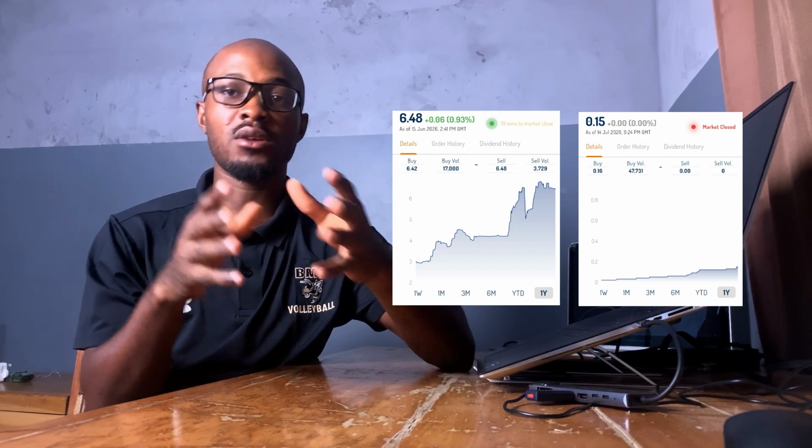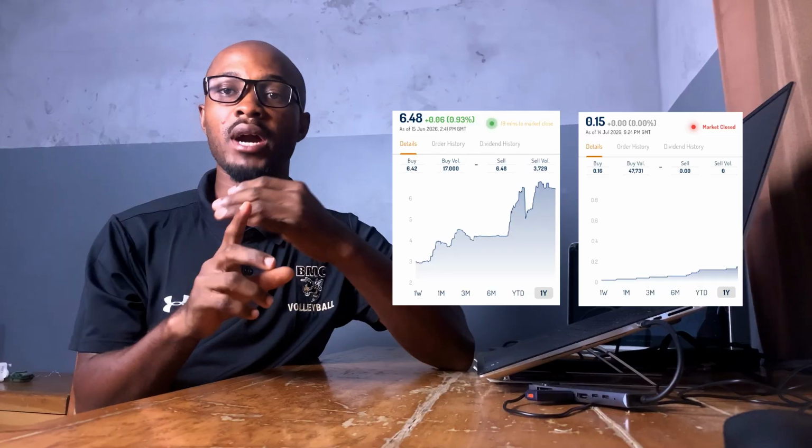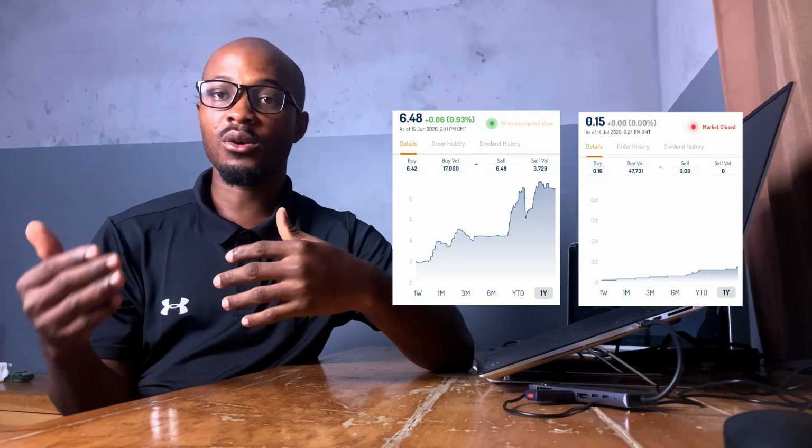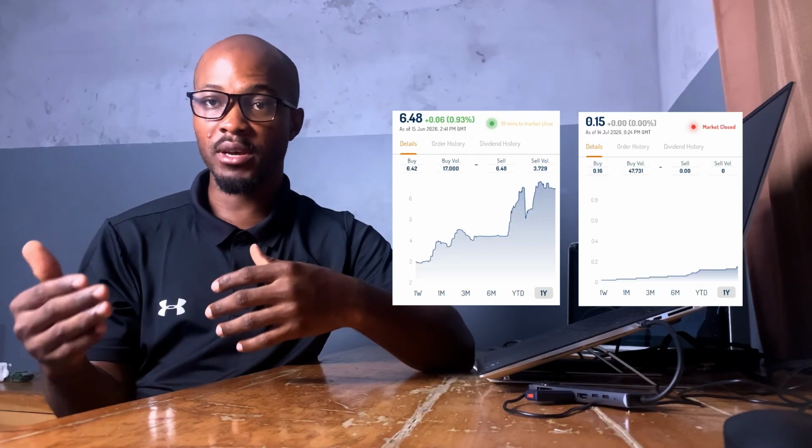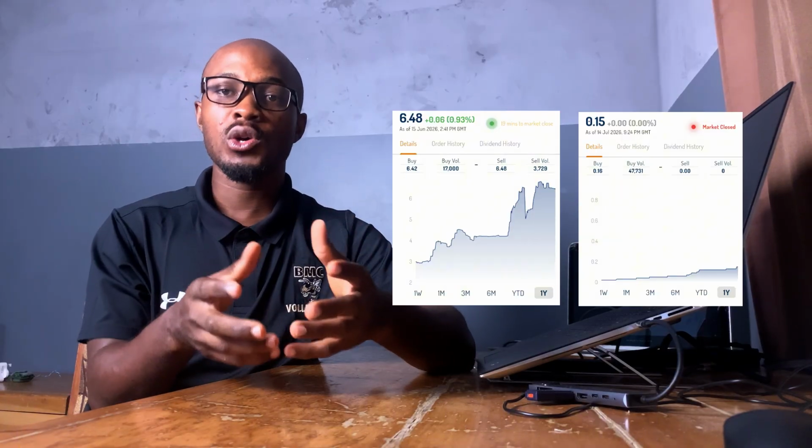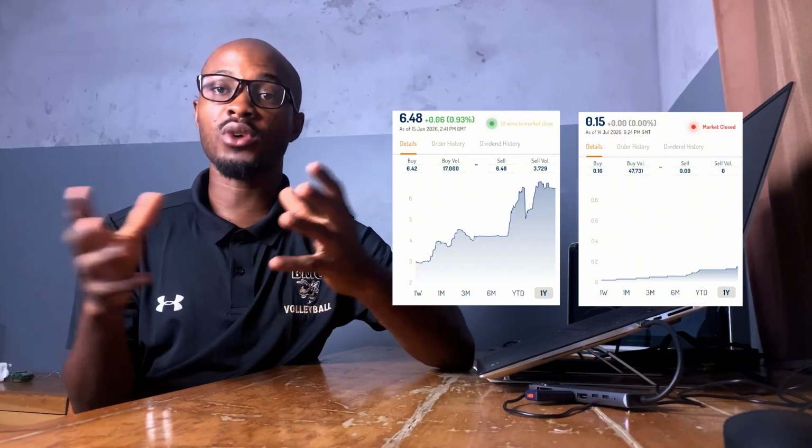And this is a trap a lot of beginners fall into. They buy a stock, and when it's time to sell, nobody is willing to buy it from them, and their money ends up stuck. Knowing how to spot liquidity helps you avoid that.